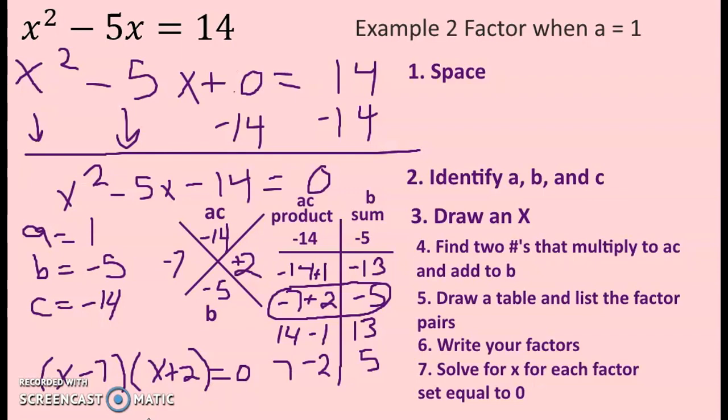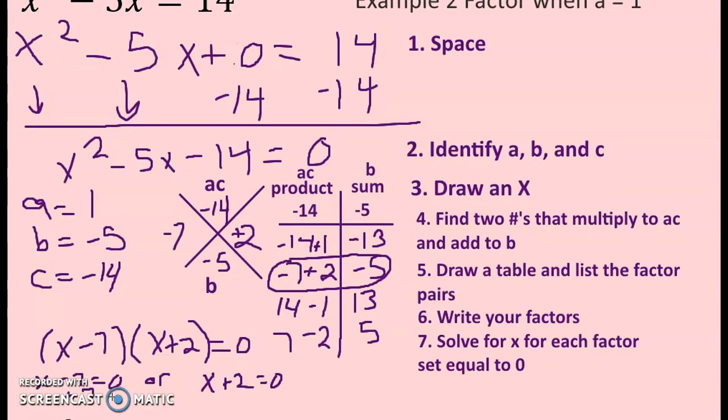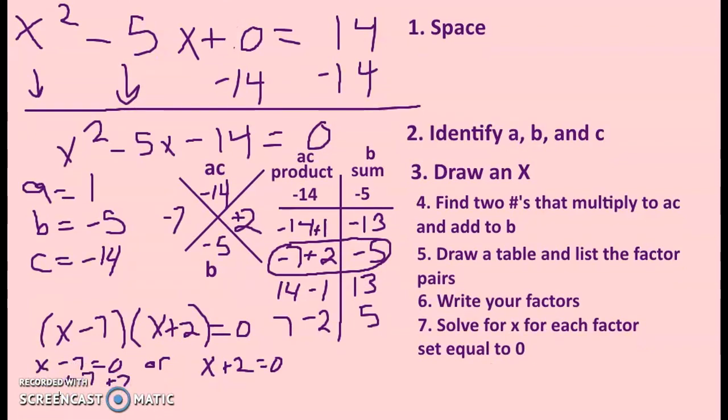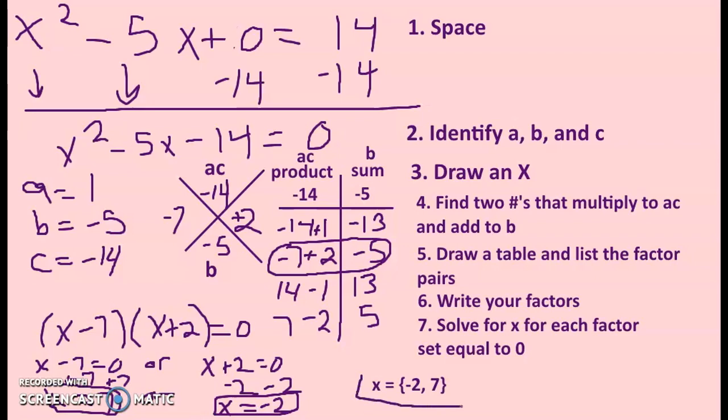them separately. We add 7 to each side, each expression, so we have x equals 7. Then we do the other equation, subtracting 2 from each expression. X equals -2. So your two zeros are x equals 7 and x equals -2. Those are our two solutions. Those are our roots, our zeros.